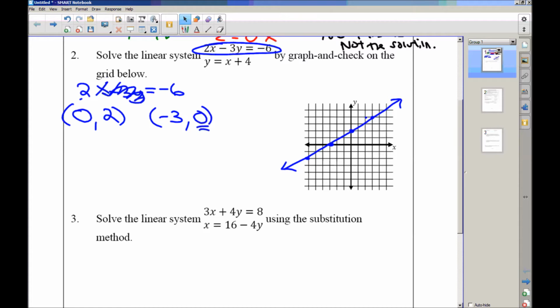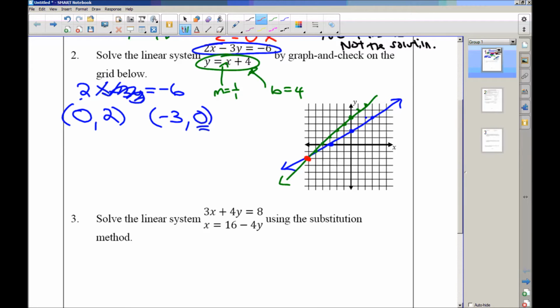Now I'll circle the other one in green. This one's a bit easier to graph. This is our y-intercept. And our slope is 1 over 1. So we put a point at 4, and we go up 1 and right 1. Or we can continue going backwards this way. All right, so if we have graphed clearly, I believe the intersection is this spot right here.